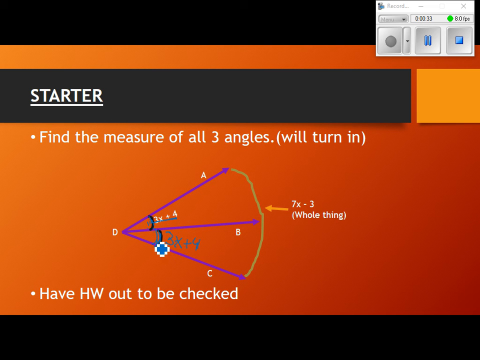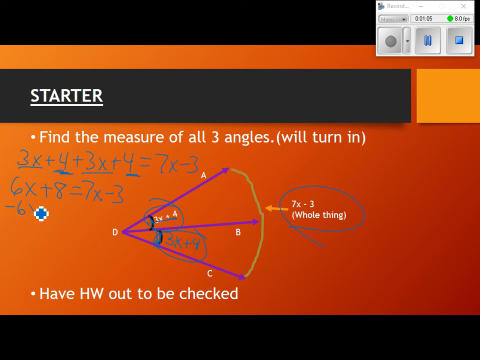We know this whole angle is 7x minus 3. The equation I can do is just using the angle addition postulate. This angle plus this angle should equal the whole thing. So 3x plus 4 plus 3x plus 4 should equal 7x minus 3. Collecting like terms, you get 6x, and the 4 and the 4, so plus 8 equals 7x minus 3.